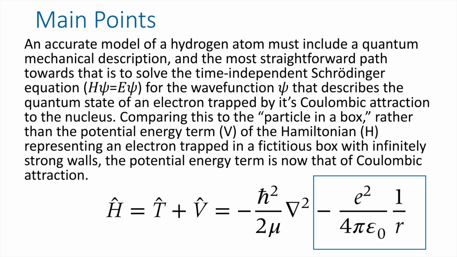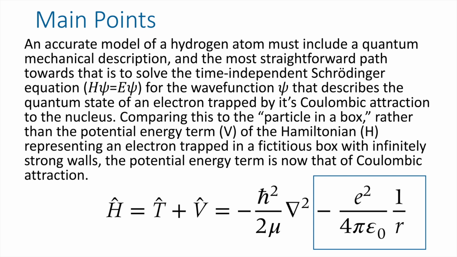which makes it a better mathematical model, right? The fewer constraints you have to put on your model, the better. If things just emerge that are also experimentally known, that's what you want, as much as you can. So if we solve the time-independent Schrödinger equation, Hψ = Eψ, for a wave function ψ that describes the quantum state of an electron trapped by its Coulombic attraction to the nucleus, that's what we're doing here, right?